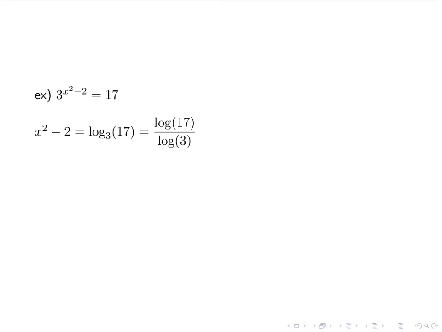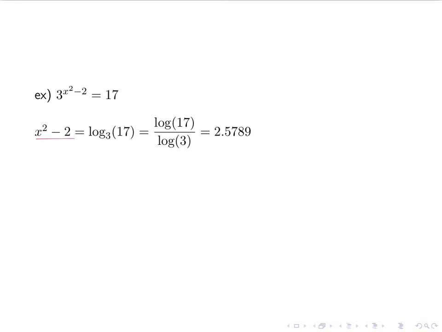Again, I'm going to use the change of base formula. This time I'm using log base 10. So I have log of 17 divided by log of 3. Get 2.5789. Again, I'm in the middle of the problem. I'm going to use 4 decimals.